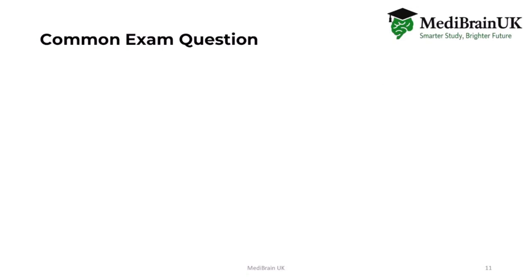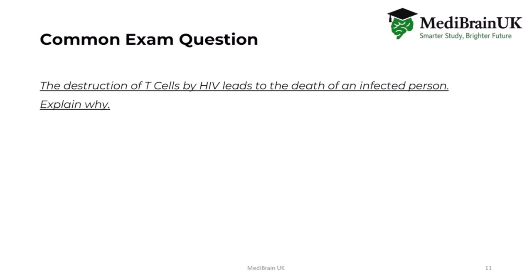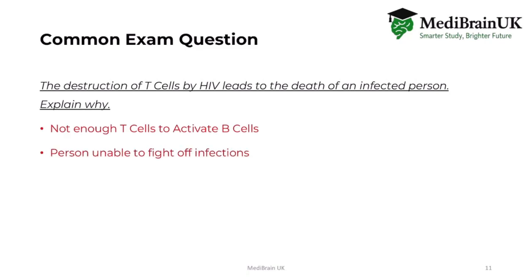Now, exam questions we're looking at in our next lesson as well, but I've decided to put one common exam question over here. It says the destruction of T cells by HIV leads to the death of an infected person. Explain why. And for the 2 marks, we've actually touched upon this. B cells are the ones which are the last stage of your response. B cells are the ones which create your antibodies. B cells are the ones which create your memory cells.